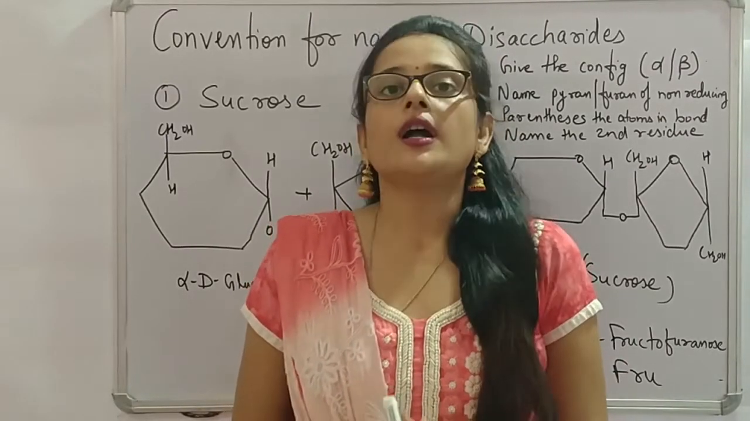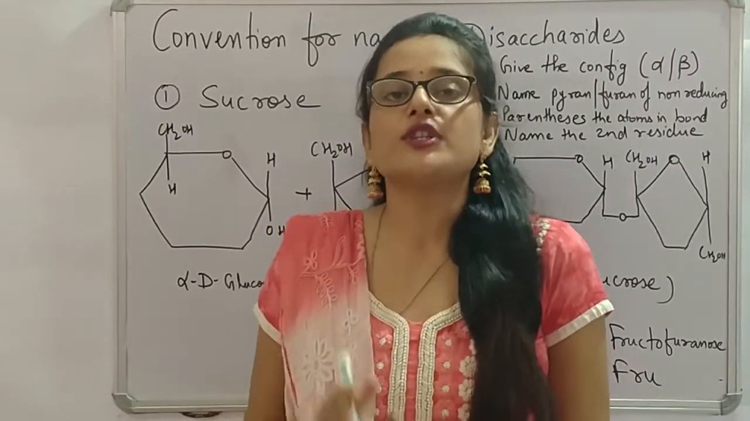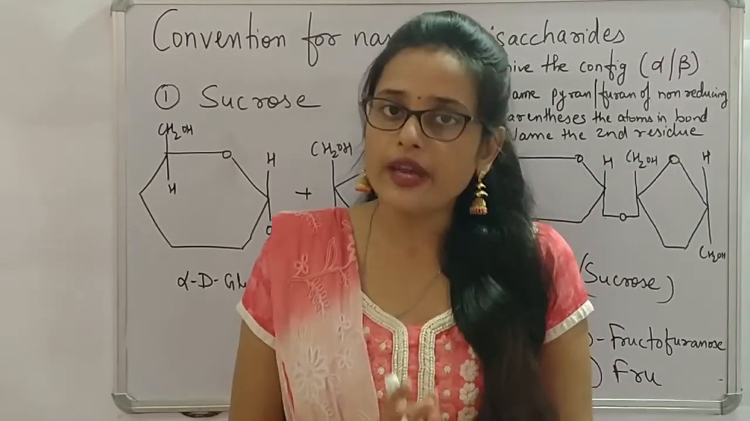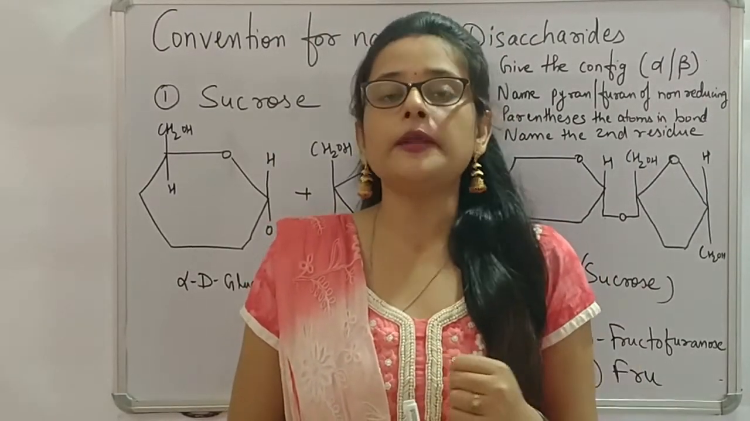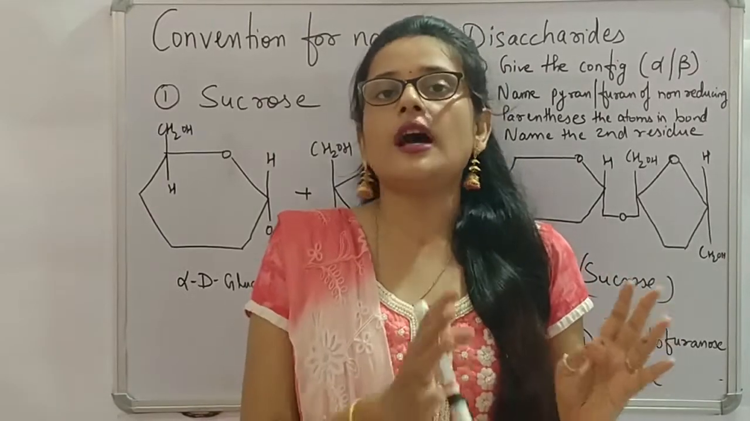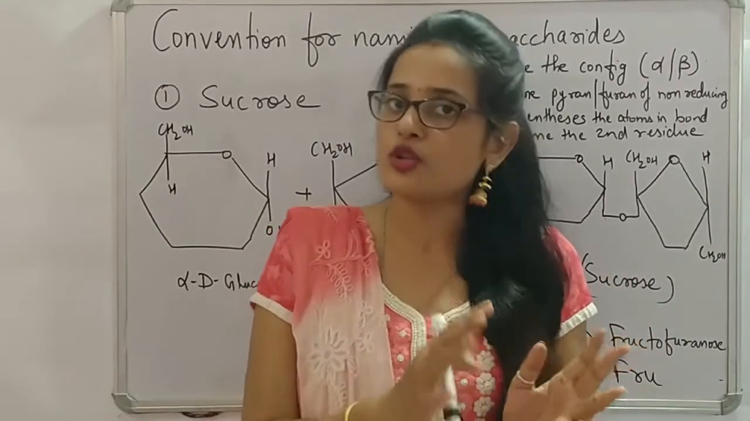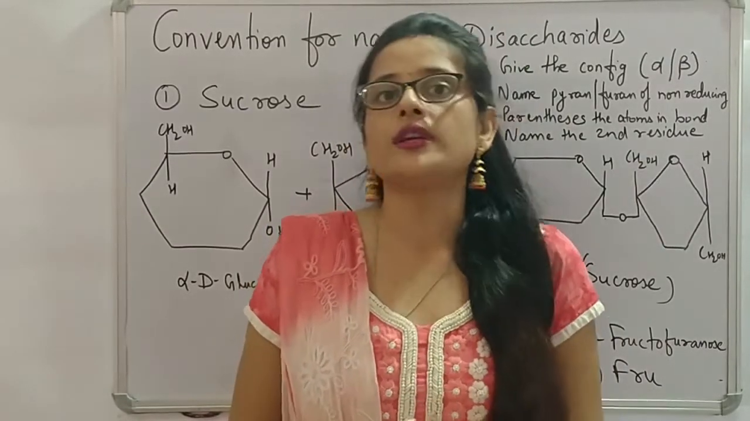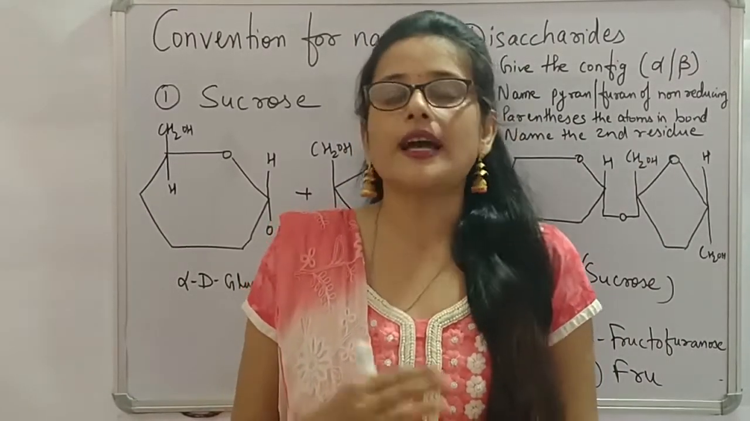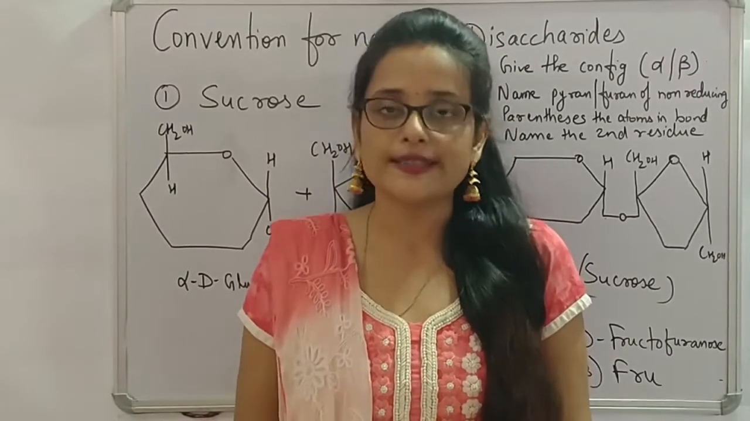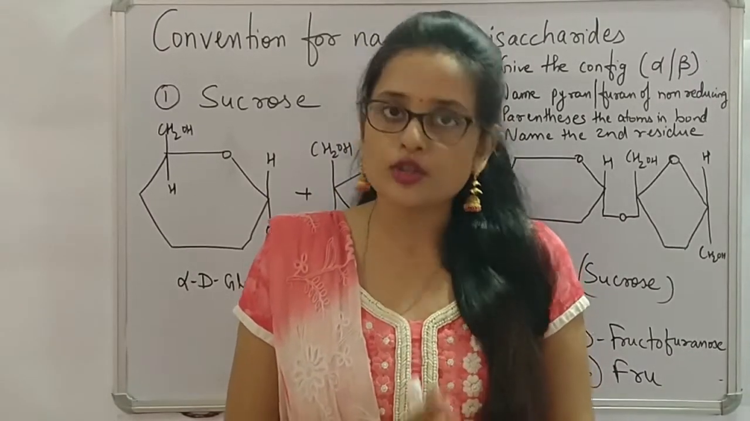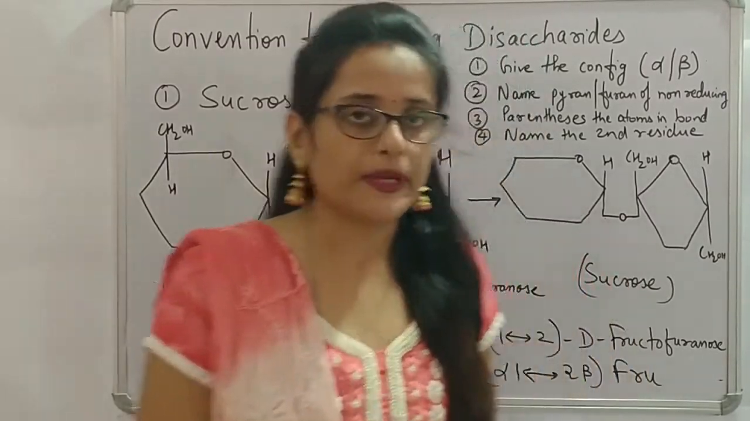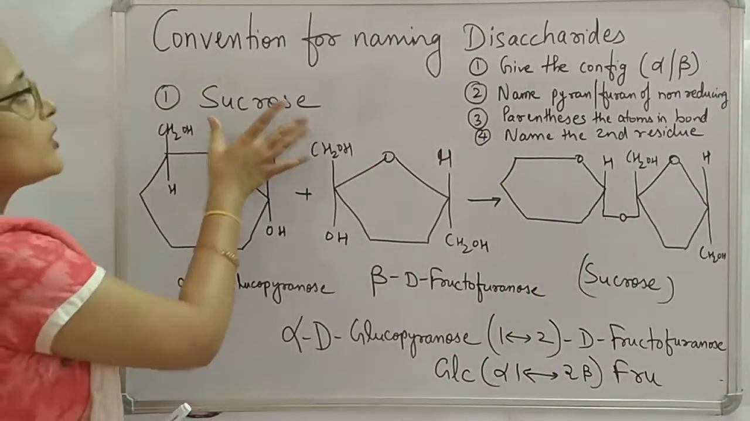Today we will talk about the conventions or rules which are followed in order to name a disaccharide. We have already seen what is a disaccharide. We have seen how to draw the structures of the three most important disaccharides. Then we have seen the meaning of reducing and non-reducing sugars, and the meaning of acetal, hemiacetal, ketal, hemiketal, etc. in our previous videos. So today let's try to name these disaccharides. Let's begin. First we will try to name sucrose.